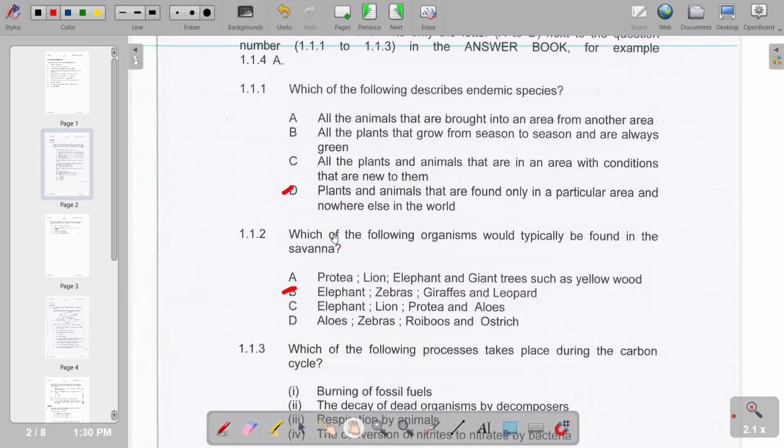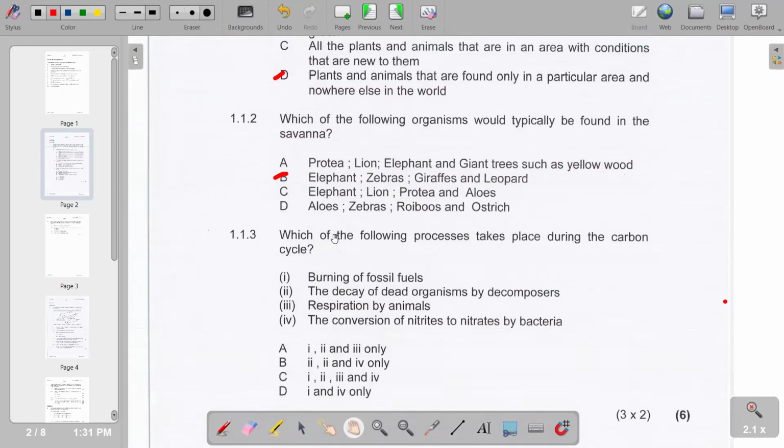Going to number three, which of the following processes takes place during the carbon cycle? You'd see that we have burning of fossil fuels taking place. We also have the decay of dead organisms by decomposers taking place. We also have respiration of animals taking place. So we have one, two, and three, which is correct. So we have A.